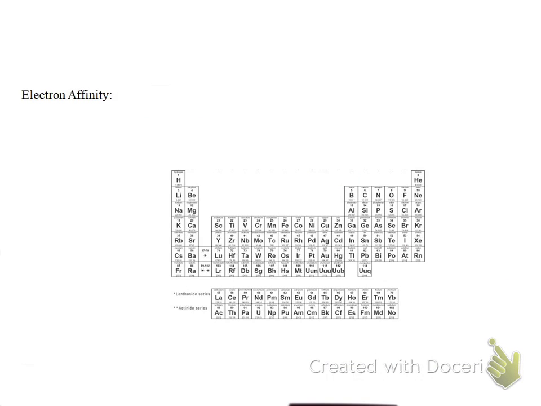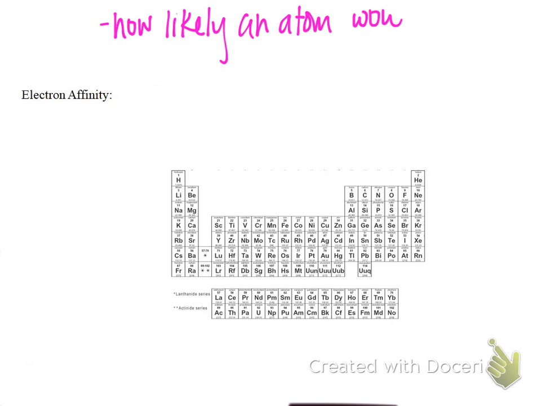A short definition here for electron affinity, it's how likely an atom would be to accept an electron. So how likely an atom would be to accept an electron.